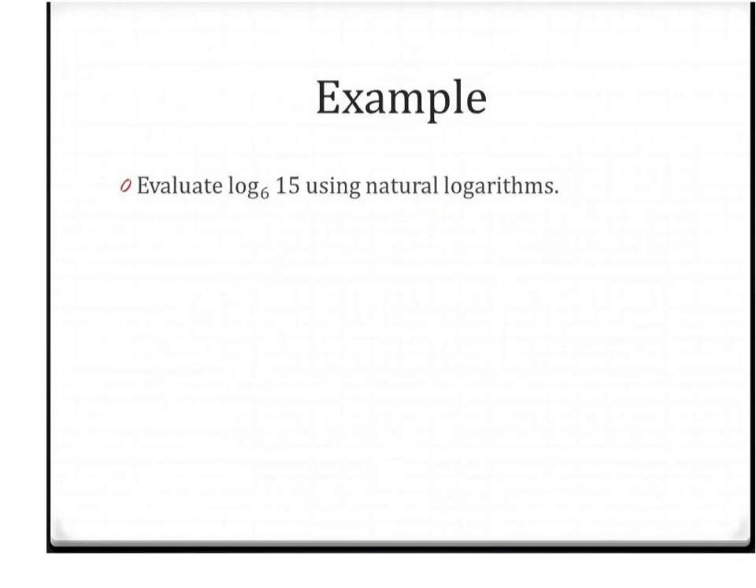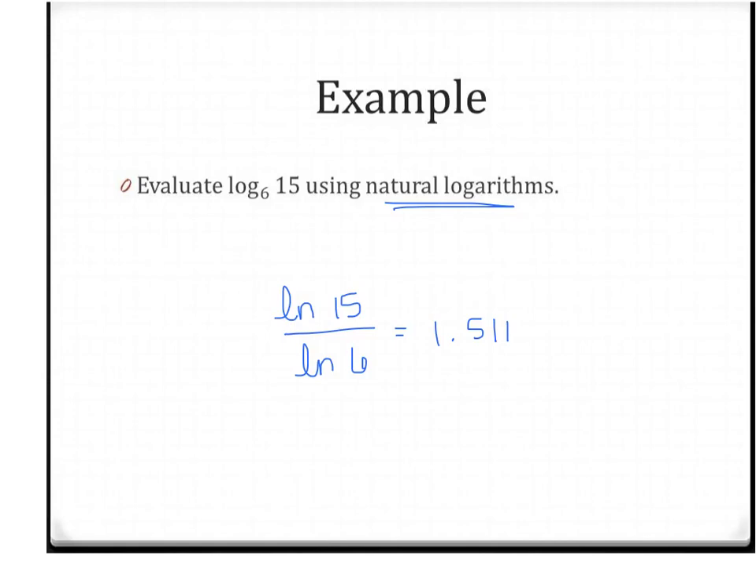Alright, so evaluate log base 6 of 15 using natural logarithms. So this is your ln. So this would be ln 15 over ln 6. And we're just going to type that into your calculator. And let's round to 3 decimals. 1.511. All right, that is what I have for you for 8.5.